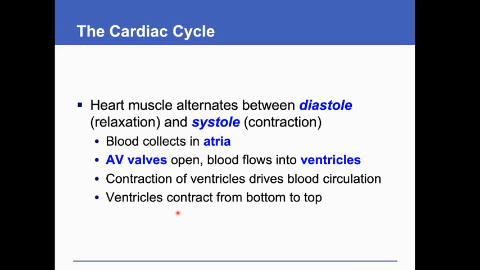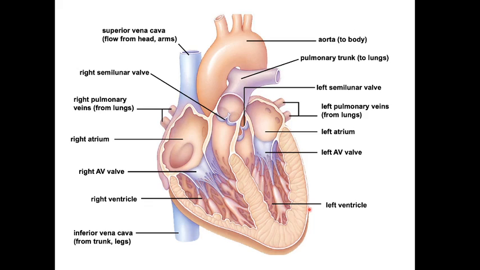Okay, so the ventricles are going to contract to drive your blood circulation, and they're going to contract from the bottom to the top. This is important because, of course, if it started here and contracted downward, it'd be forcing blood into this apex, and that wouldn't be very good.